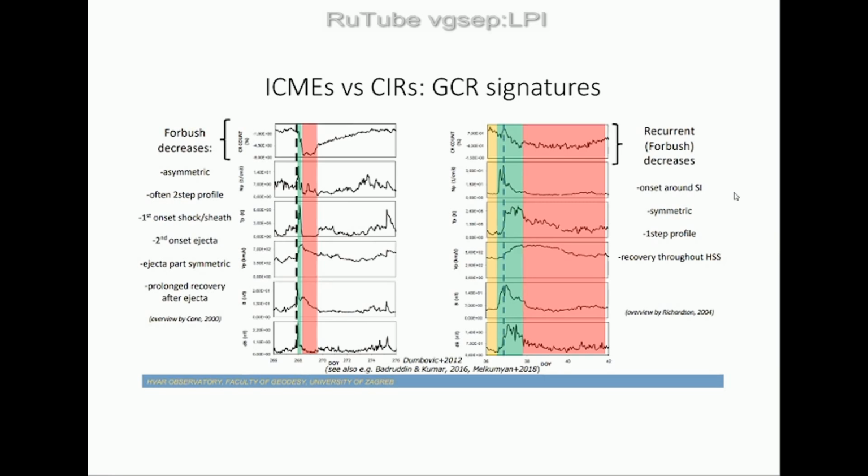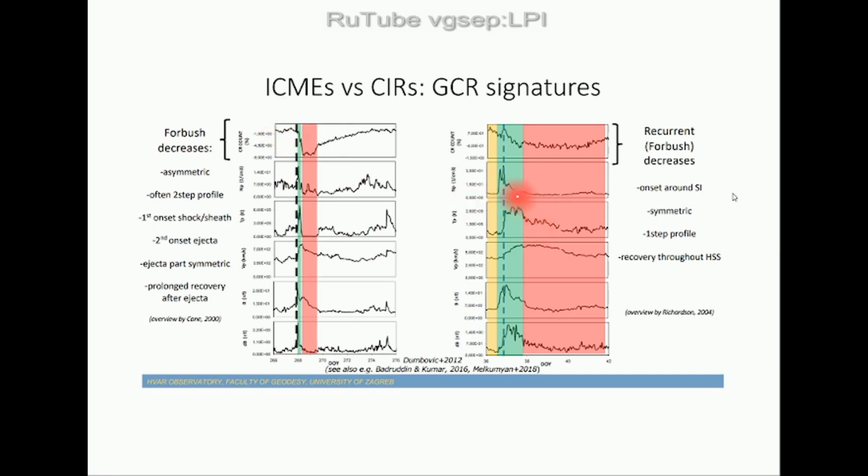Because they have different properties, they also cause different depressions in the galactic cosmic ray count. This is given in the first panels of both the left and right images. You can see that for CMEs we have an asymmetric depression, and you can see that there are two regions. The first has a quick drop, and then you have a more symmetric depression. These two correspond, of course, to the shock sheath region and the ejecta region, or the CME region.